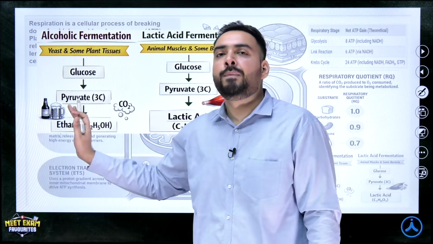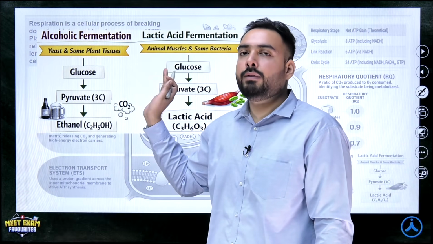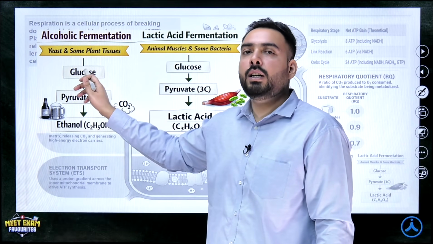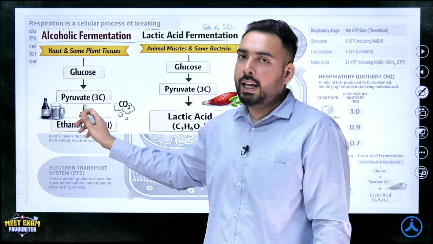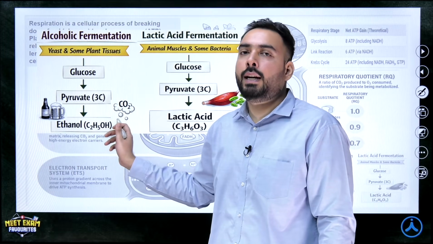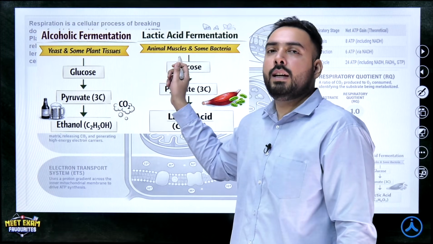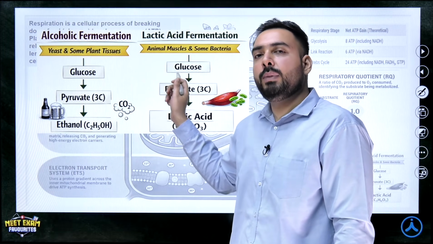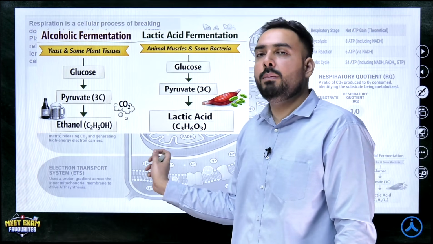It is of 2 types: alcoholic fermentation and lactic acid fermentation. Alcoholic fermentation converts glucose into pyruvic acid via glycolysis. Remember, it is the common pathway. Pyruvic acid is converted into ethanol and CO2. Whereas in lactic acid fermentation, glucose becomes pyruvic acid. Pyruvic acid ultimately becomes lactic acid.